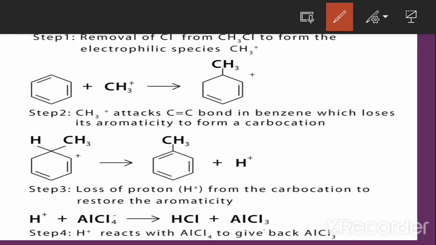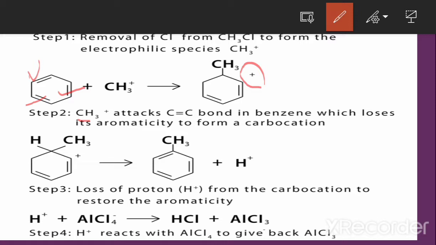The second step is that this electrophile will attack on one of the pi bonds, whether it is this pi bond or this pi bond. It will break the pi bond and convert into a carbocation form. In this step, benzene will lose its aromaticity because of the pi bonds in the alternate positions. This is known as aromaticity, and when one pi bond breaks, it will convert into a carbocation.